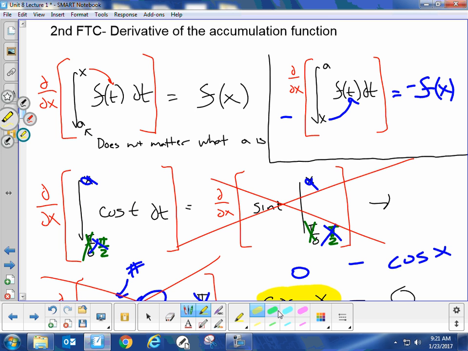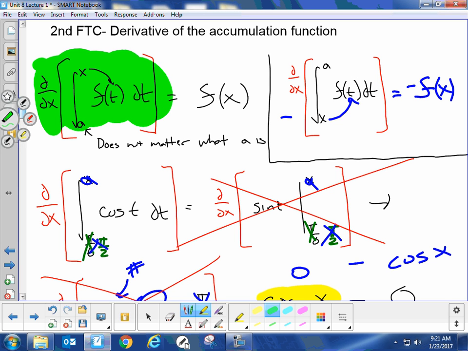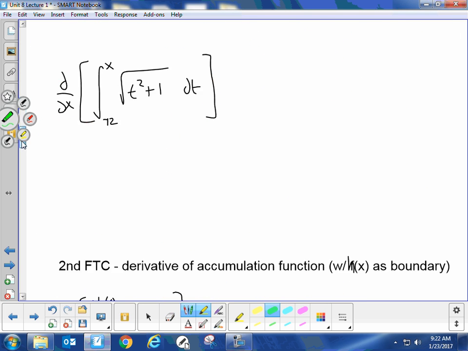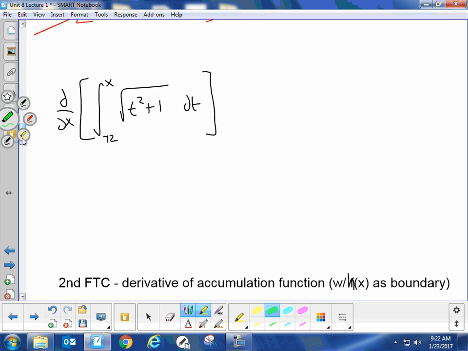Do not try to take the antiderivative of root t squared plus 1. You're not going to be able to. It's one of those things where you just can't do it. Instead, just use this kind of shortcut. Okay? And write your answer. Go.